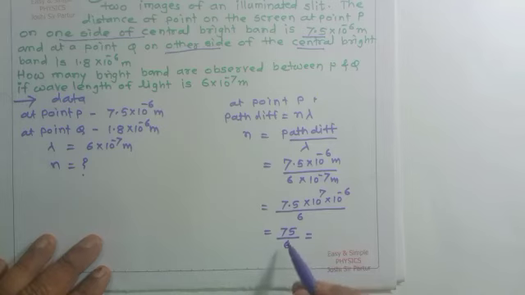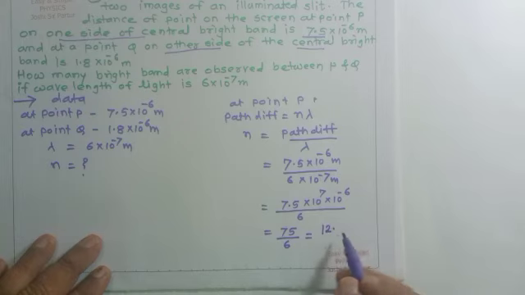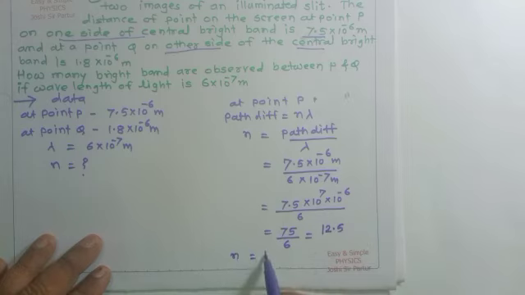If we divide by 6, 6 1 is 6, 15 is there, 6 2 is 12, 3 is remaining, point 30 will be there, and 6 5 is 30. So n is equal to 12.5.